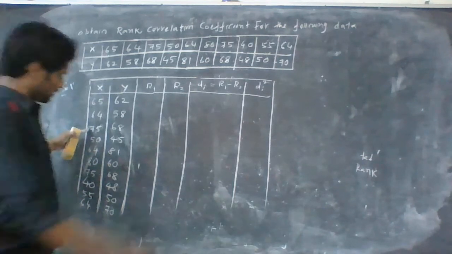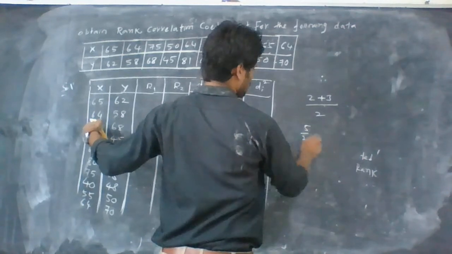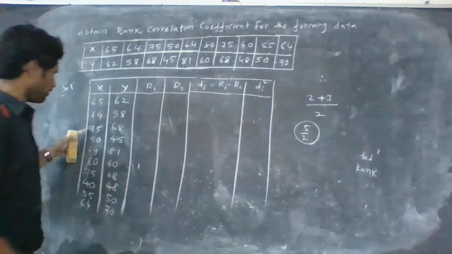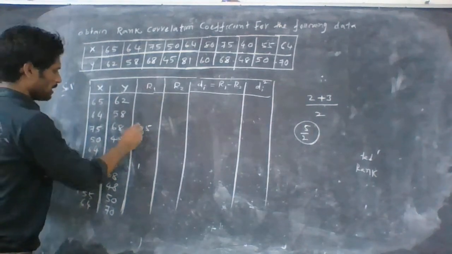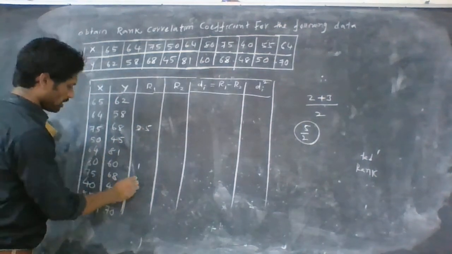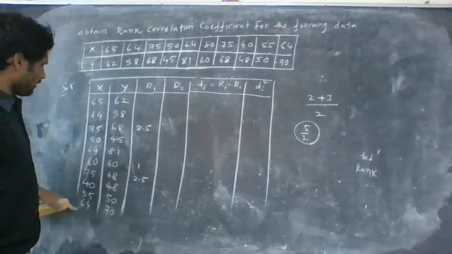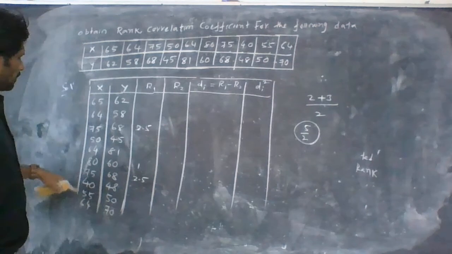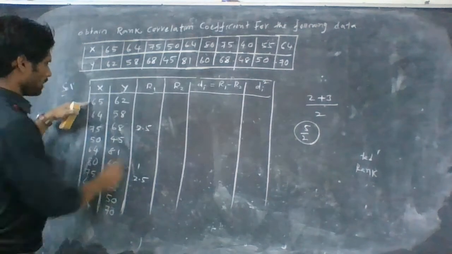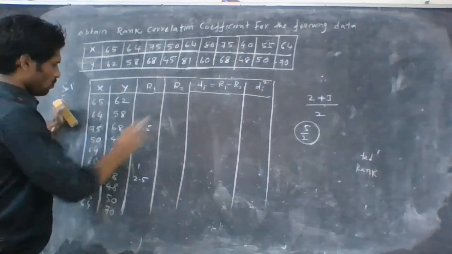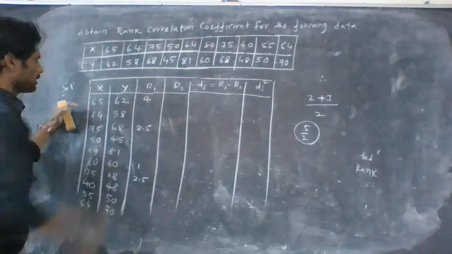2 plus 3 average, that means 5 by 2, which is 2.5. Each gets 2.5. So 3 ranks are closed. Next we go to rank 4, which is given to 65. 65 is a single number, so ranks 1, 2, 3 are over and this is the 4th rank.